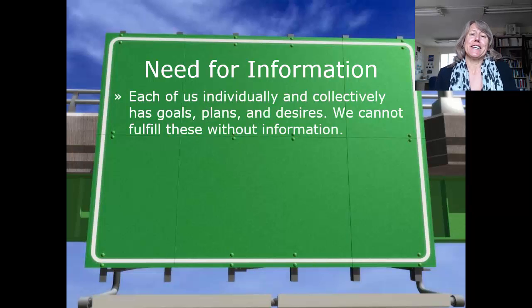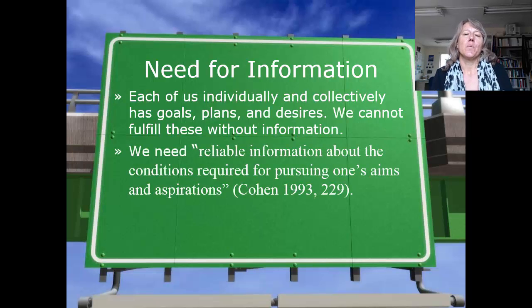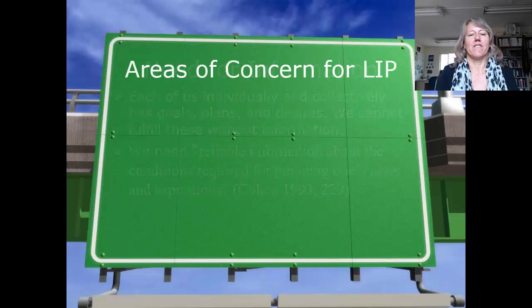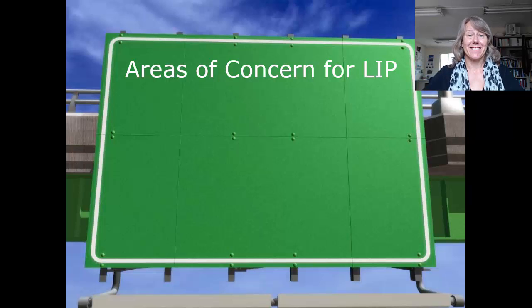And finally, we just need information, right? If I have a goal or plan or something I want to do, I need information about how to do that. If you want to go to library school, you need information about where the library schools are, how do I apply, how do I fund that, how do I sign up for classes. You just need information to do any kind of thing that you want to do in your life. So we need reliable information, and this is an important thing that library and information professionals provide: access to information.